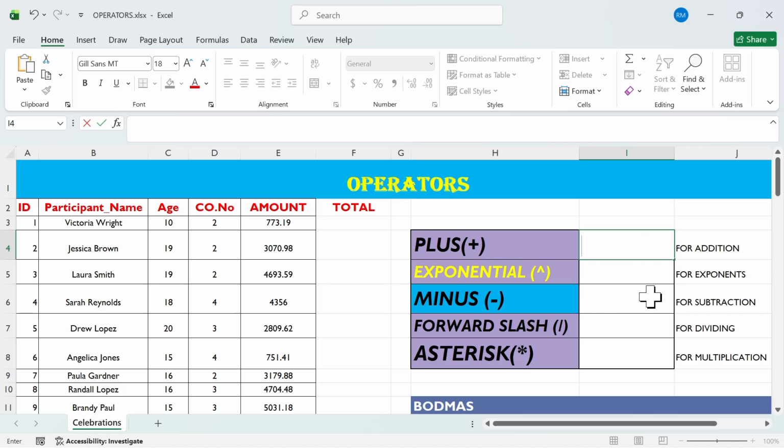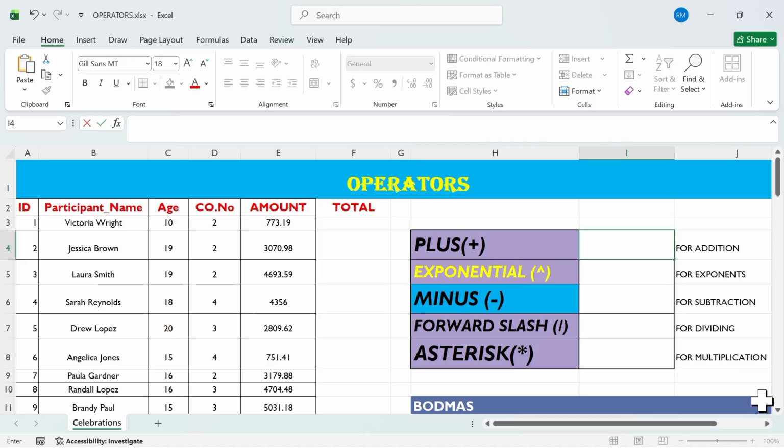We also have number 2, comparison operators, and then number 3, the text concatenation operator, which joins text. Number 4, the last one, is the reference operators. Okay, so let's start with this arithmetic grouping of operators.